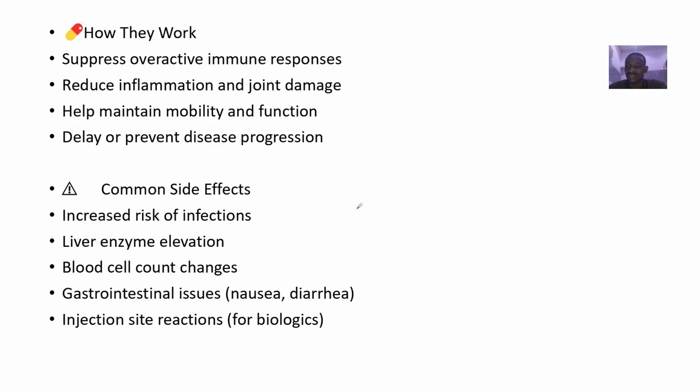So common side effects when you are using these drugs include things like this: increased risk of infection. Why? They are inhibiting your immune system. Do you understand? So on the other way around, if you have an attack, liver enzyme elevation, blood cell count changes, gastrointestinal issues like nausea, diarrhea, injection site reactions too.